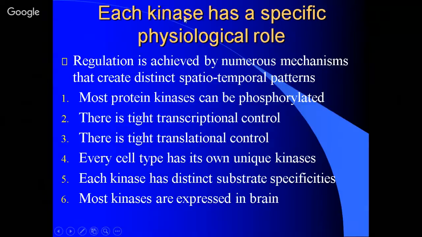Each kinase, we're saying there are 518 kinases altogether, has a specific physiologic role. You have to regulate them, and the regulation is not only achieved by various direct mechanisms, but we emphasized a long time ago the value of the cytoskeletal system and the construction of rafts for protein assemblages, whereby you can create local domains where the kinases can be active and regulated in a spatial temporal manner. In addition to the kinases being phosphorylated, there is control of their transcription and translation. And each of them has different substrate specificities.